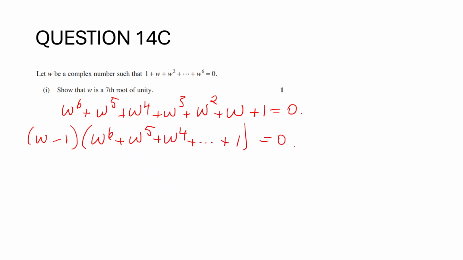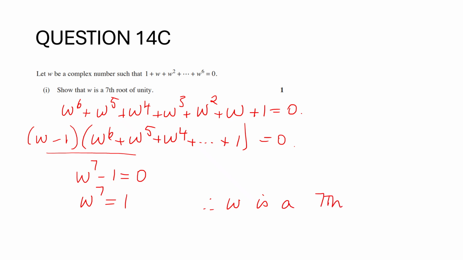And we know that this, if we expand it all out, we have w to the 7 minus 1 is equal to 0, and in other words, w to the power of 7 is equal to 1. Therefore, w is a 7th root of unity.